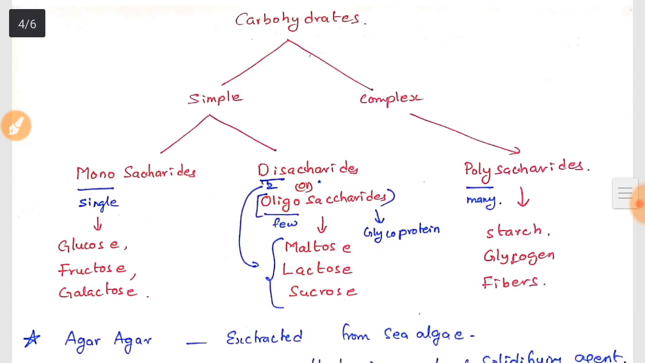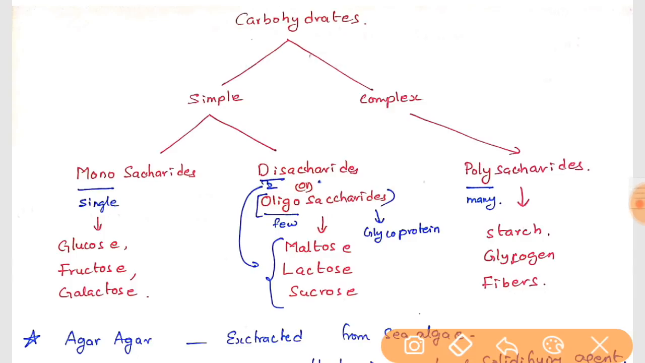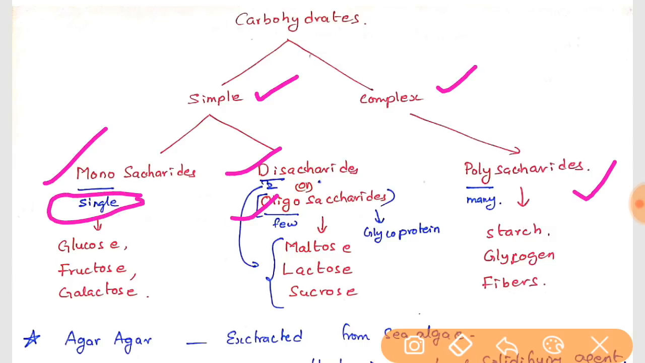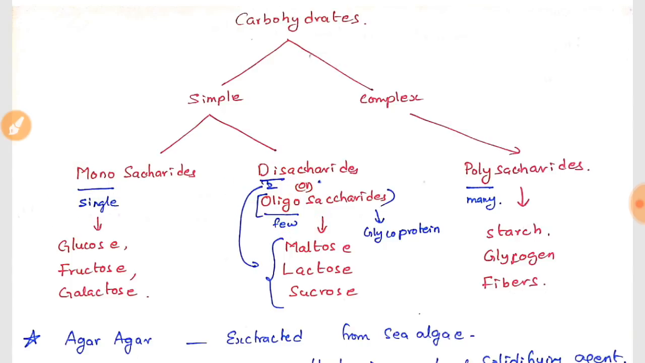So what are the types of carbohydrates? Carbohydrates are simple carbohydrates and complex carbohydrates. Simple carbohydrates are nothing but monosaccharides, disaccharides, oligosaccharides. And complex carbohydrates are polysaccharides. Mono in the sense it is single saccharide. Disaccharides means it has two. Oligo means few. Poly means many, friends.